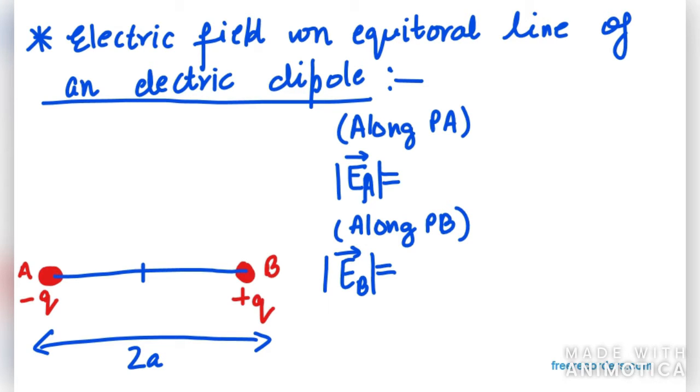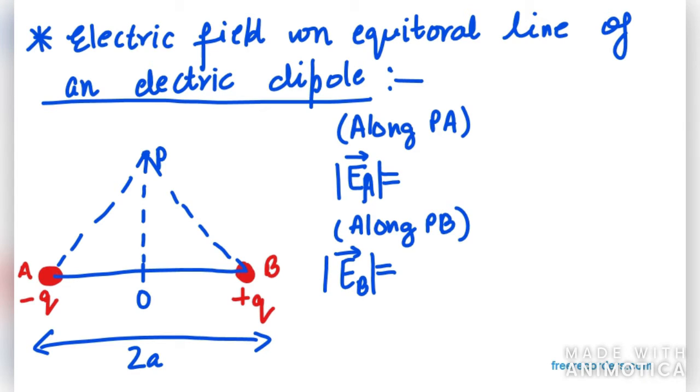Now it says equatorial line. Equatorial line basically means if we have a point O on an electric dipole, then we should make a 90-degree angle with respect to the electric dipole. Then mark it as point P. Then just draw PA, join PA and next join PB.